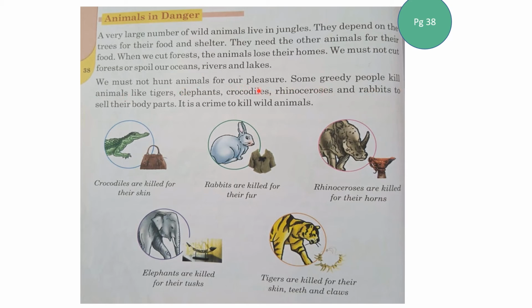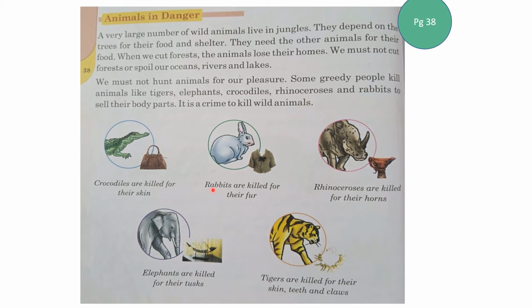Some greedy people kill animals like tigers, elephants, crocodiles, rhinoceros, and rabbits to sell their body parts. It is a crime to kill wild animals. We should also not kill wild animals. What some people do is that they kill tigers and elephants and crocodiles, etc., for their body parts and then they sell their body parts. It is a crime to do so.